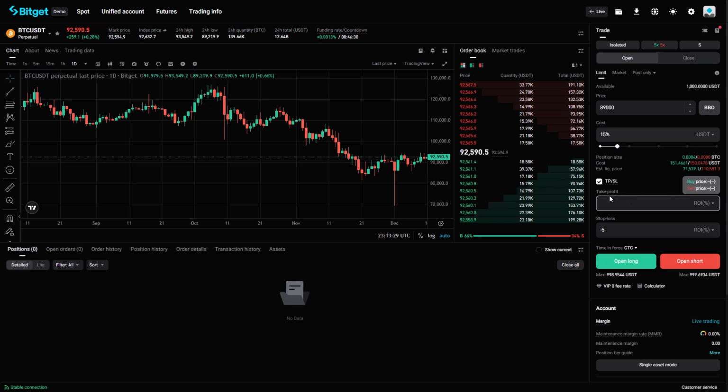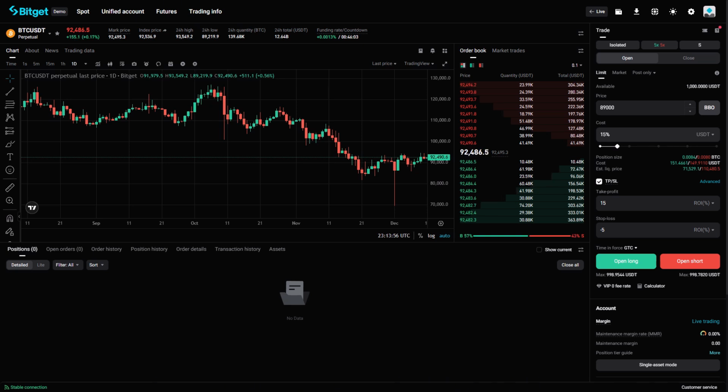Next, set your take profit. This is the price at which you want to exit the trade and lock in your gains. Using the same example, if you bought Bitcoin at $89,500, you might set your take profit at plus 15% ROI. With 5 times leverage, that equals roughly a 3% price increase. That means if Bitcoin goes up to around $92,200, your trade will automatically close and secure your profit.